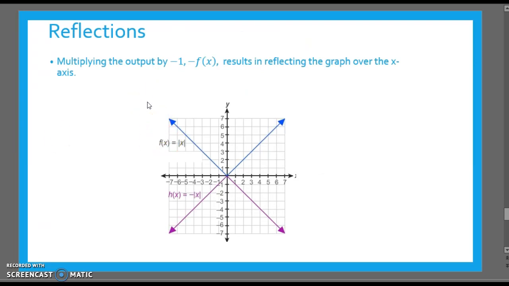Okay, so if I multiply the function by -1, it changes into a reflection. So here's our regular absolute value. Here's our negative absolute value. So instead of going up like a V, it goes down like a mountain. Okay, so valley, mountain.